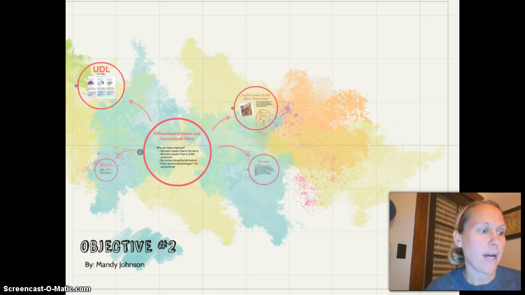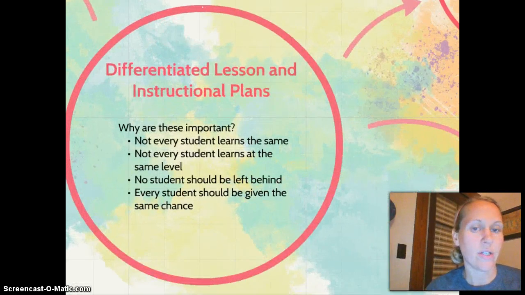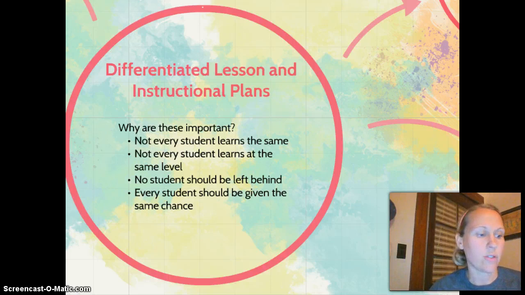Objective number 2: I will be able to develop differentiated lessons and instructional plans for students with special needs in an inclusive classroom setting. I chose this objective because I think as a teacher it is very important to not only be prepared in your planning but also be knowledgeable in your field.